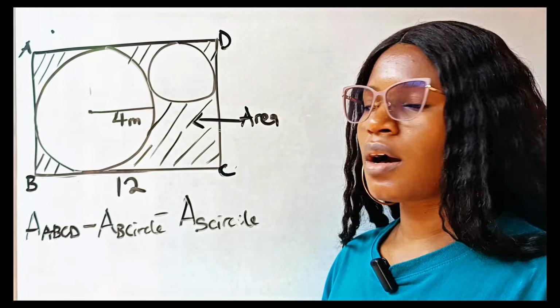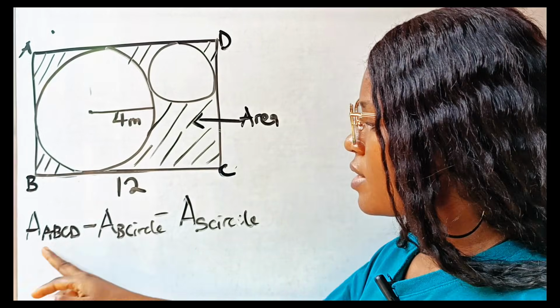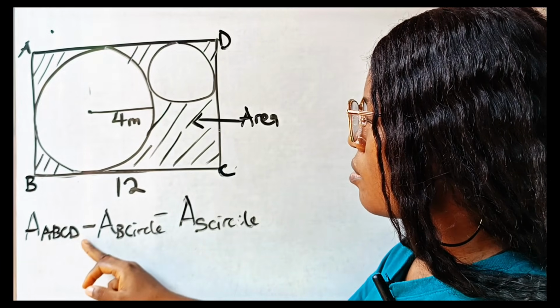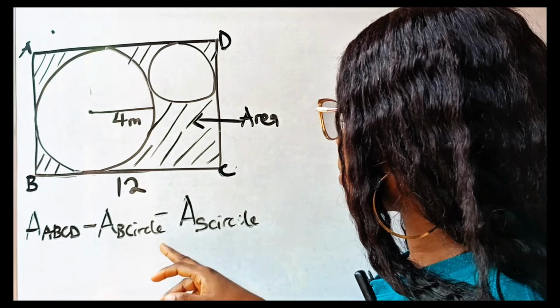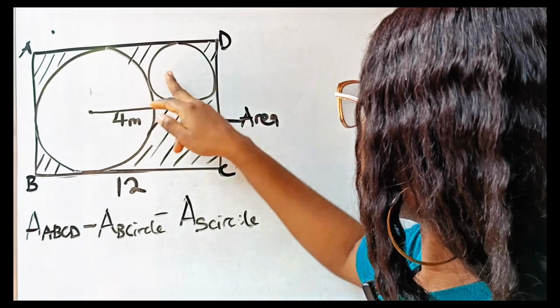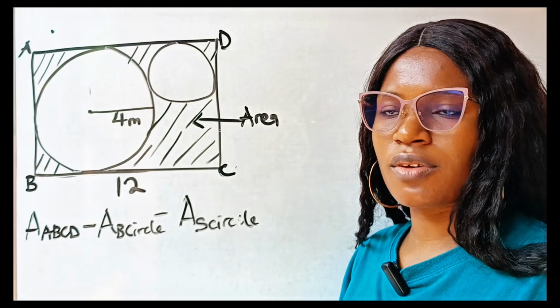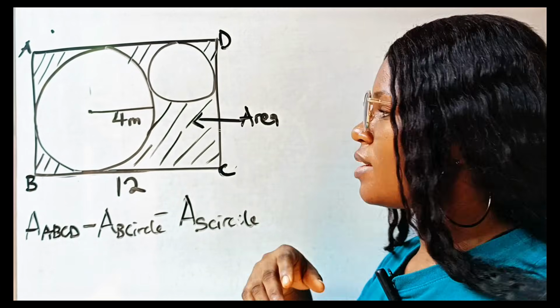Now it is quite easy to get the area of ABCD and the area of the big circle. But can we get the area of this small circle, because the radius is not even given? So that is where the work is.